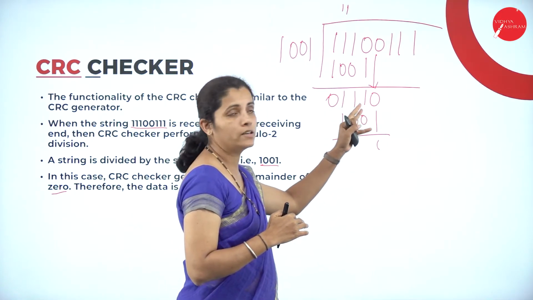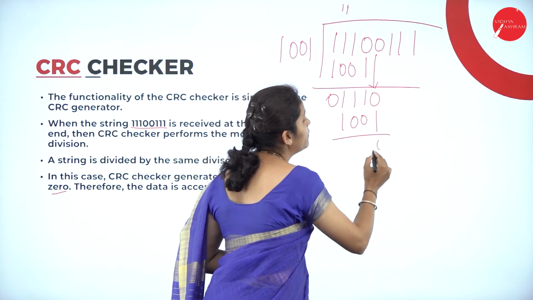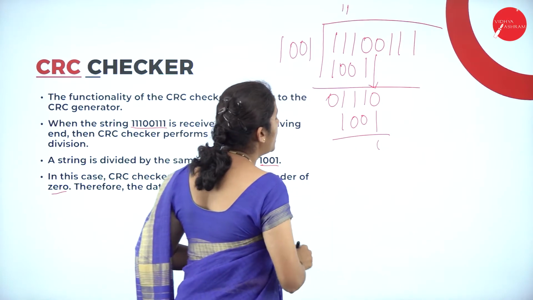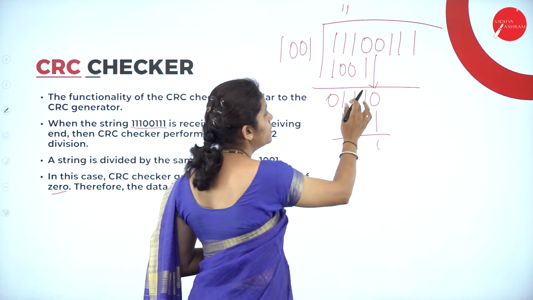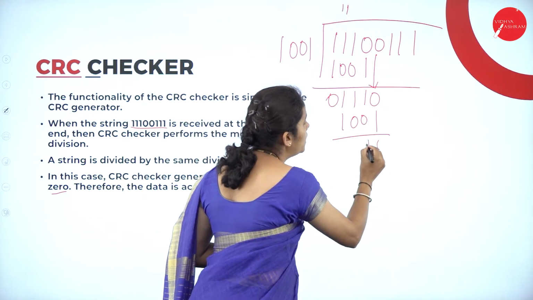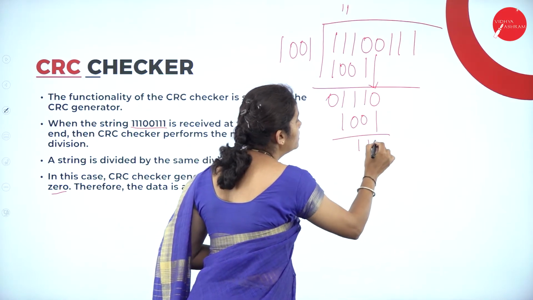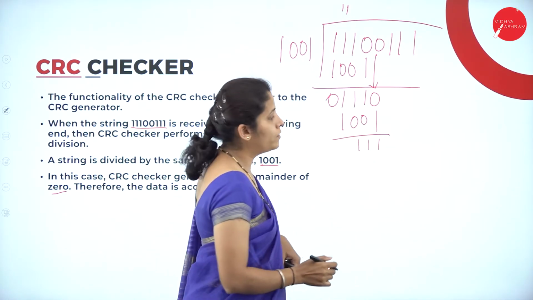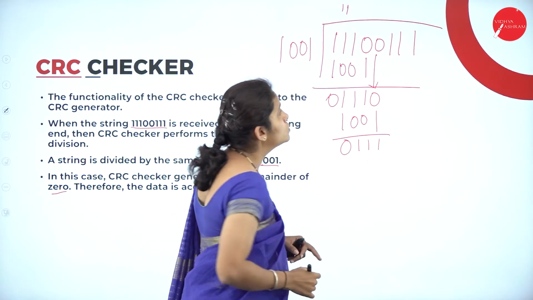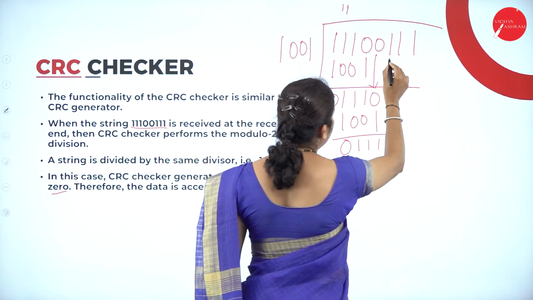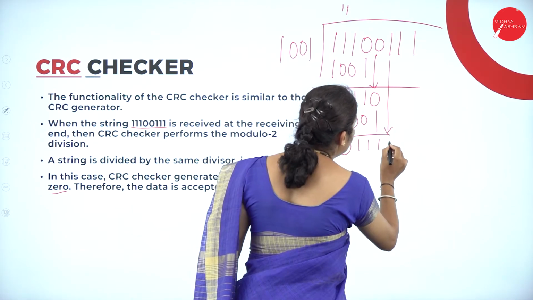So look at this bit here, both the bits are same, so it is 0. Both the bits are 1. So here 1 0, it is 1. Here 1 0 1. Here 1 1, it is 0. So what I will do, I'm going to bring 1 here.